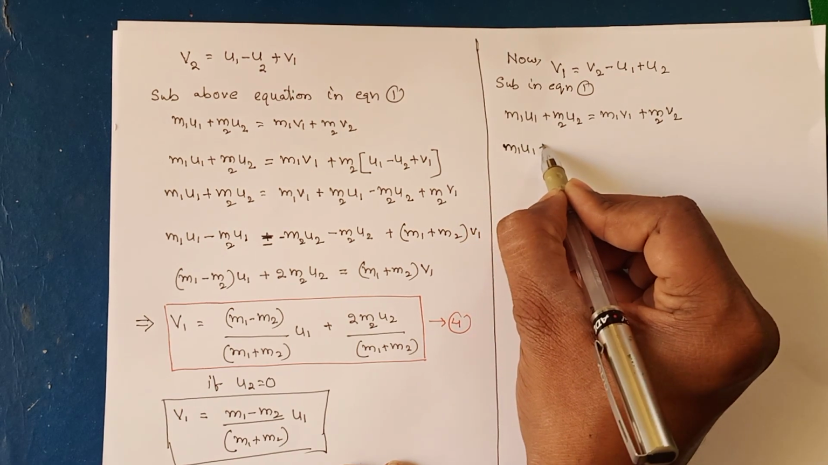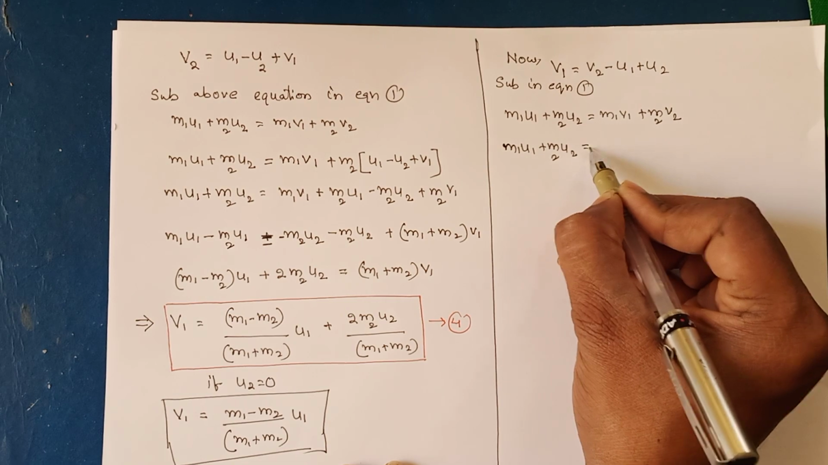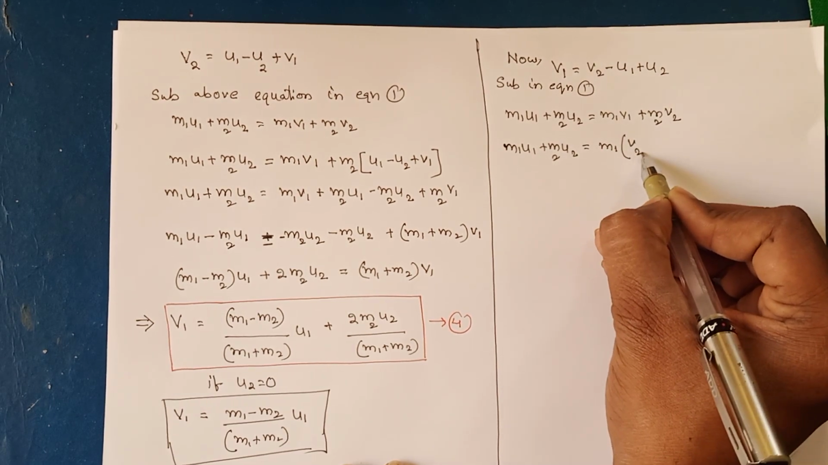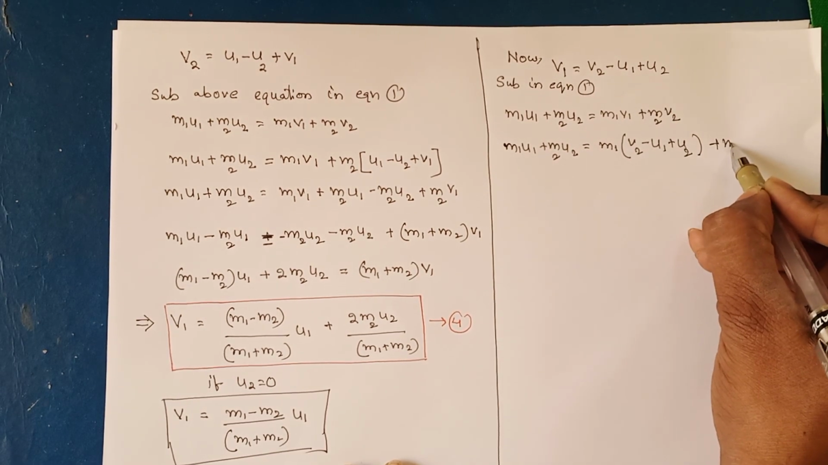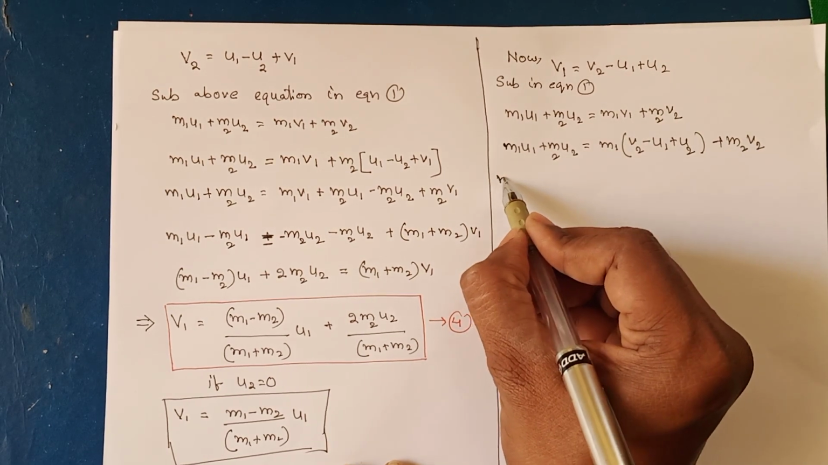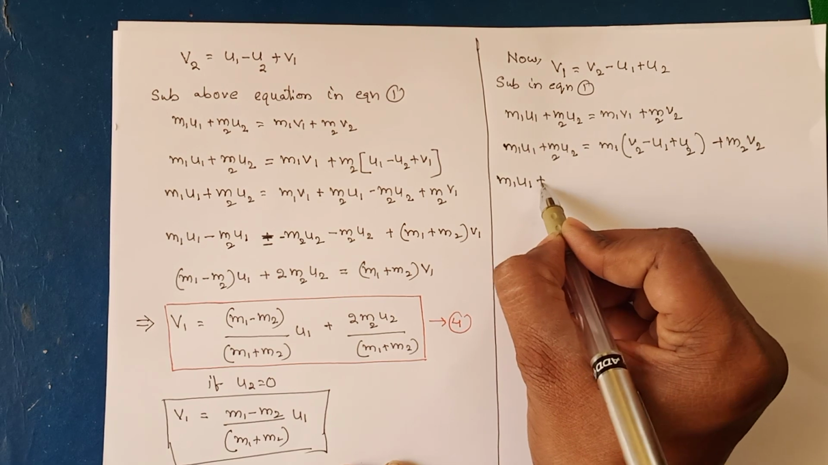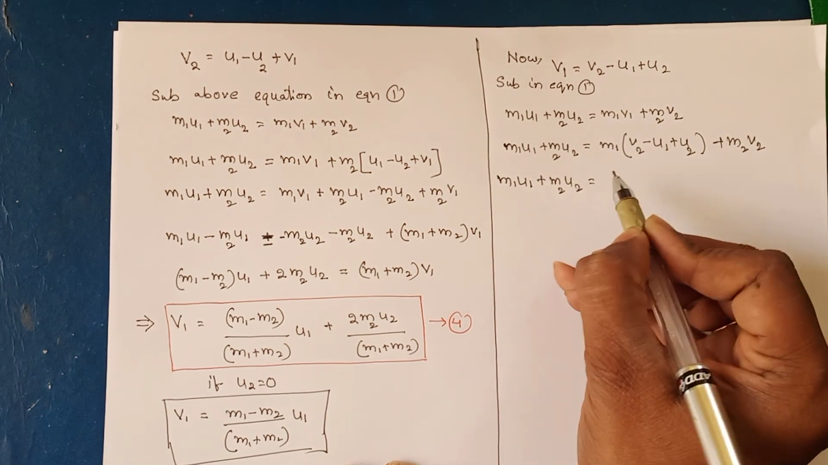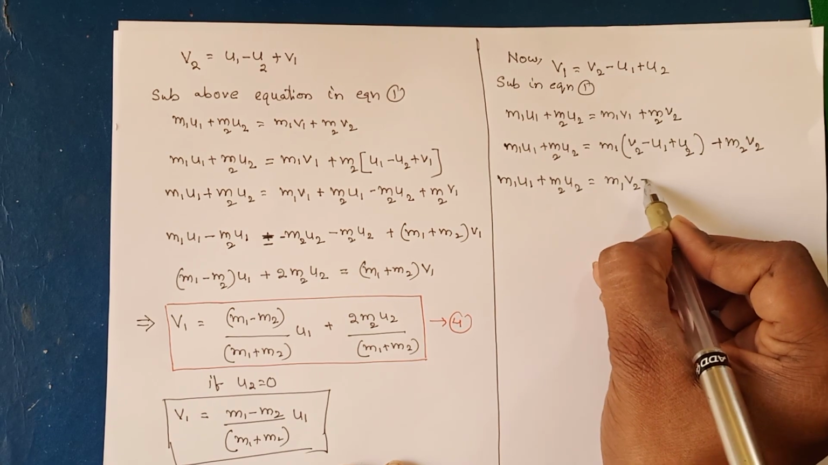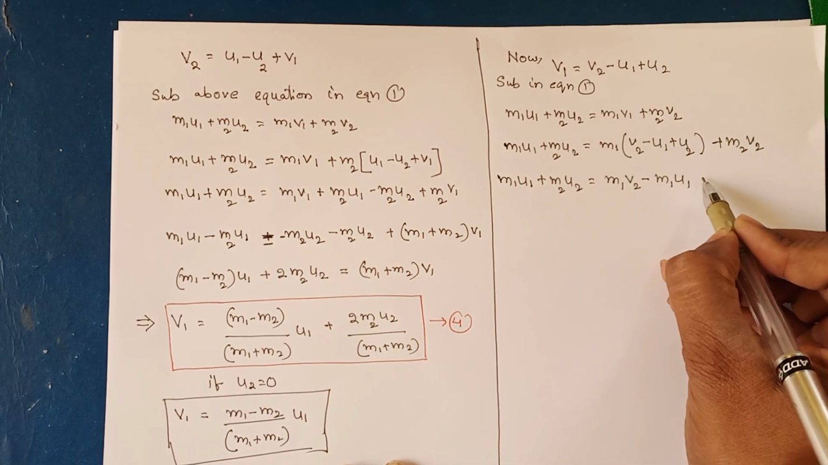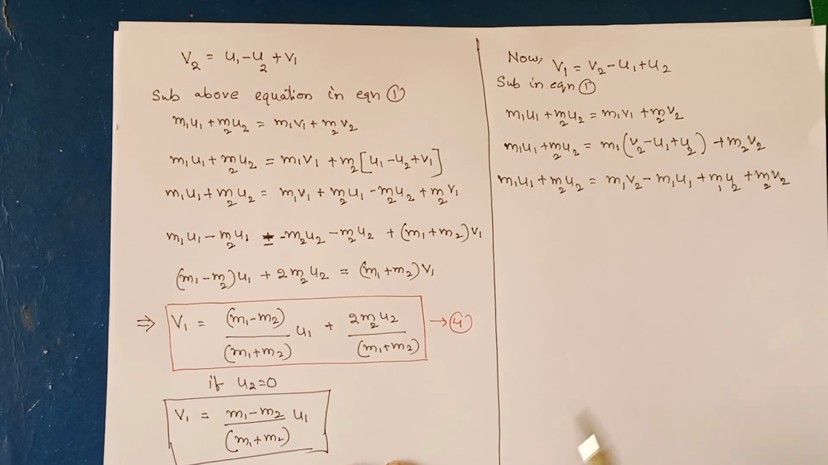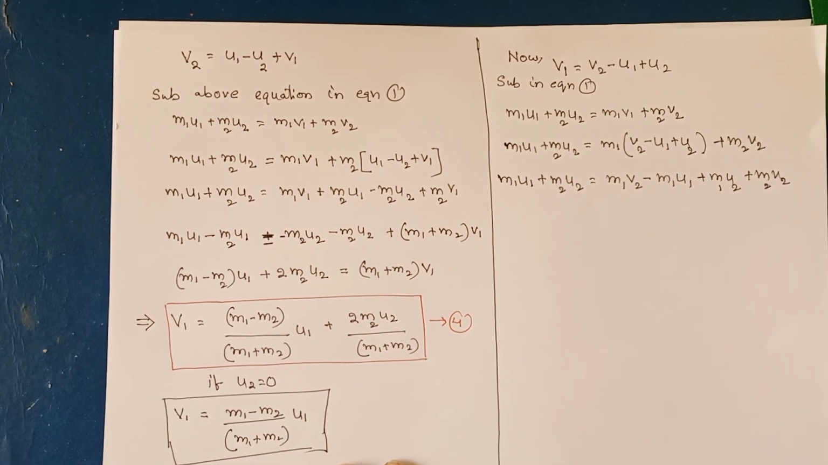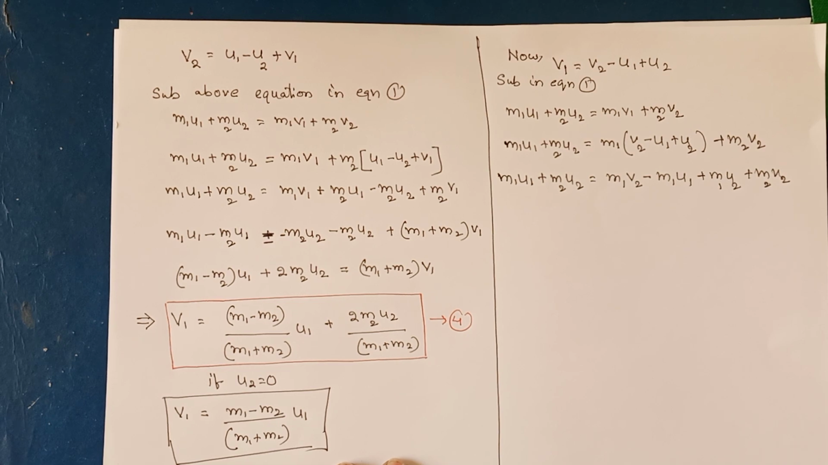m1 u1 plus m2 u2 is equal to m1 (v2 minus u1 plus u2) plus m2 v2. Just elaborate: m1 u1 plus m2 u2 is equal to m1 v2 minus m1 u1 plus m1 u2 plus m2 v2. Let's say u1 on one side and u2 also on one side, and v2 on the other side.